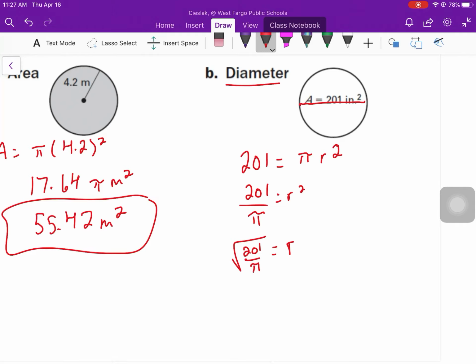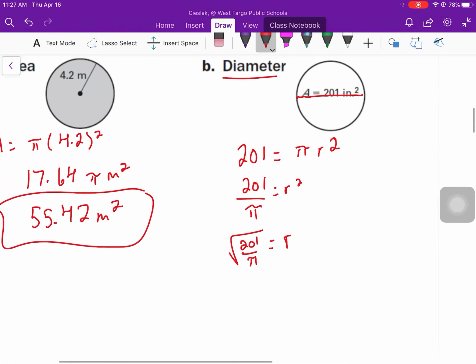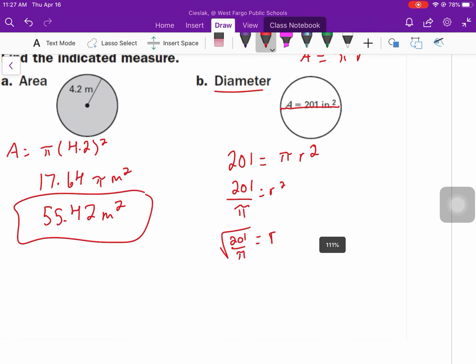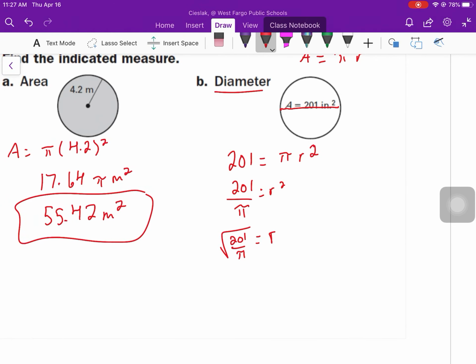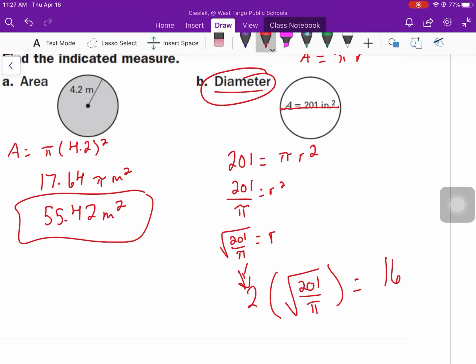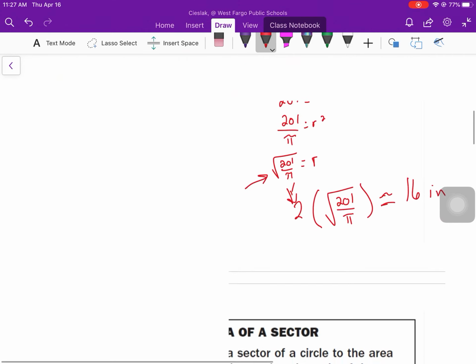Now, technically, that would be an okay way to leave your answer if it was an exact form. We're not going to get into rationalizing. But if we wanted to approximate it, we would have to take 2 times the actual value that you get from that, square root of 201 over pi. Now remember, we're trying to find diameter. That's why I'm multiplying by 2 here. If you type that into a calculator, it comes out to be approximately 16 inches. Typing this in will give you a value, and then we just double it. Multiply by 2, that's where that 16 is coming from.